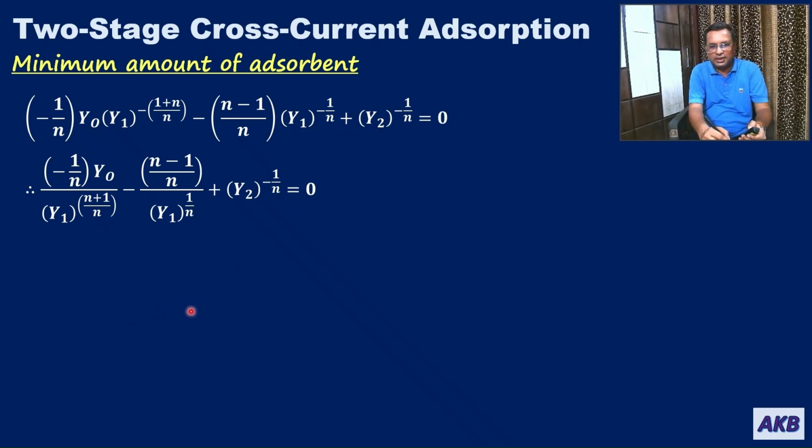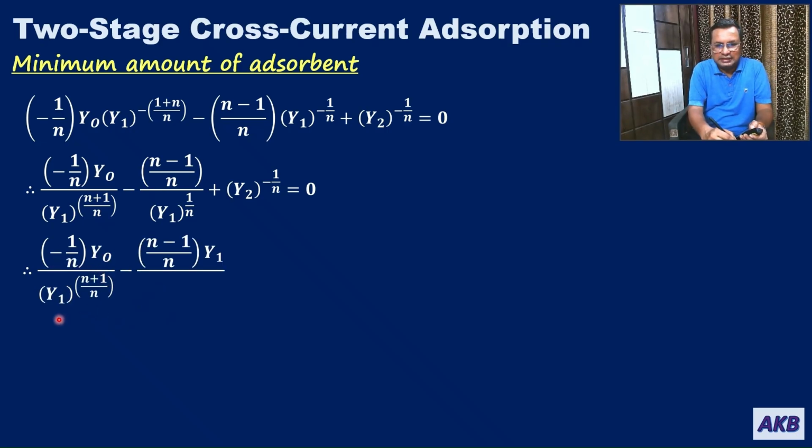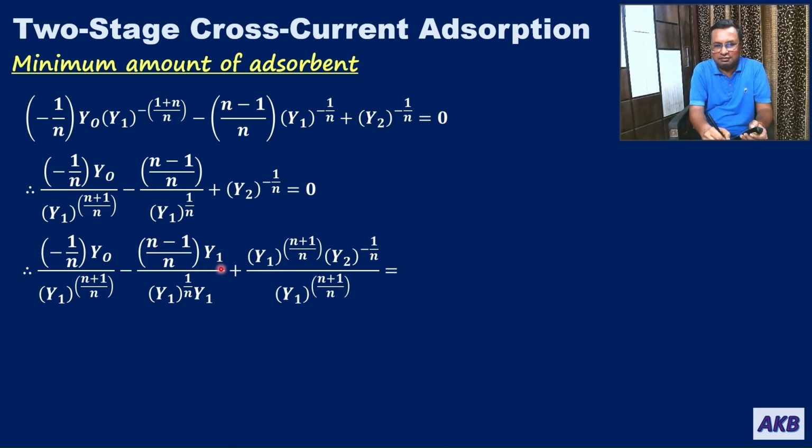Now in the next step, I am going to have a common denominator for all the terms. So it will be minus 1 by n into capital Y0 divided by capital Y1 raised to n plus 1 by n, minus n minus 1 upon n into capital Y1, in order to have this term in the denominator of the second term. So I will have to multiply with Y1.